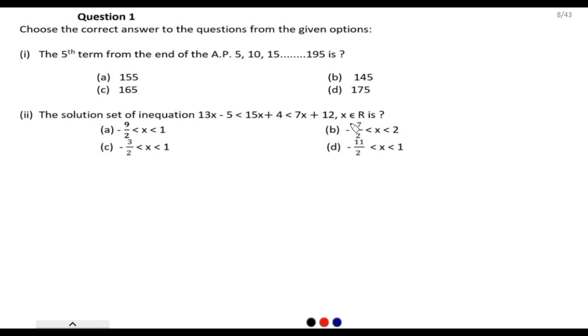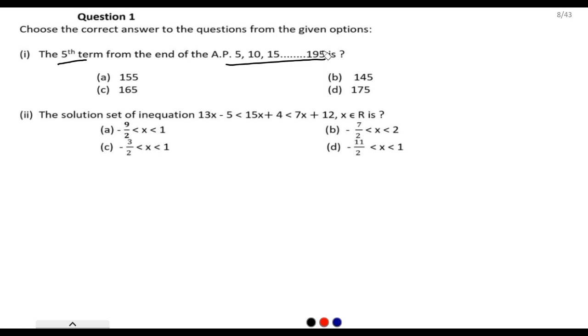Let's start. Question number 1 having 15 MCQs. You have to solve these questions on a rough paper on your board examination copy and give your answer in proper manner. Question number 1. The 5th term from the end of this AP is.